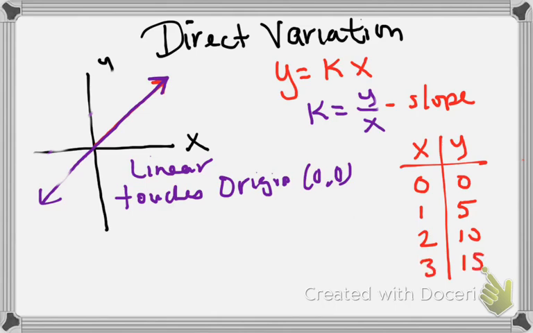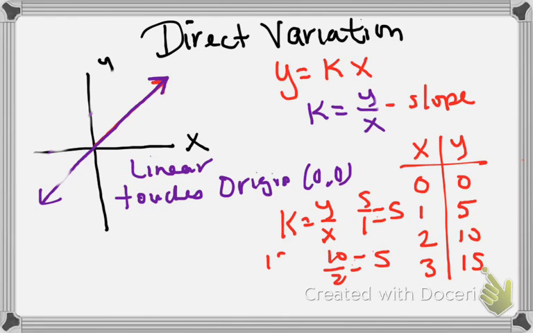And so to find your constant of proportionality, you take your y over your x. We could take any one of these. I could say 5 over 1, and that's 5. I can say 10 over 2, and that's still 5. I can say 15 over 3, and it's still 5. So no matter what, we get the same k value. This constant. That's why they call it a constant of proportionality. All right, so y equals kx.